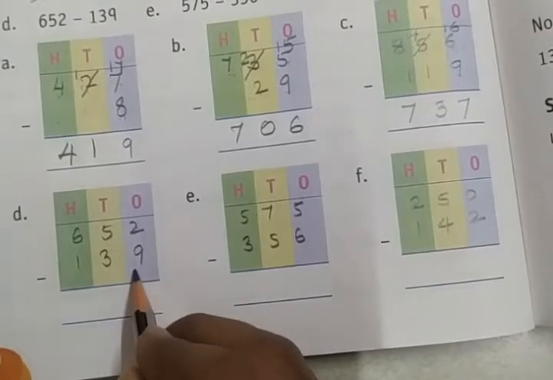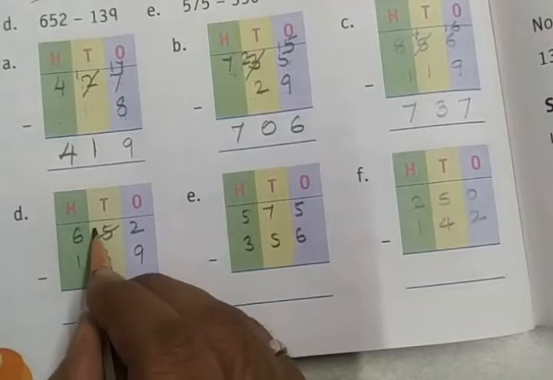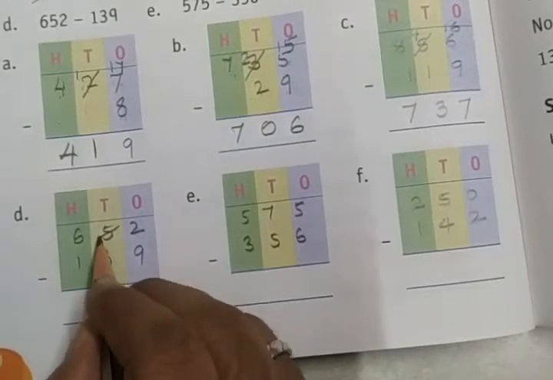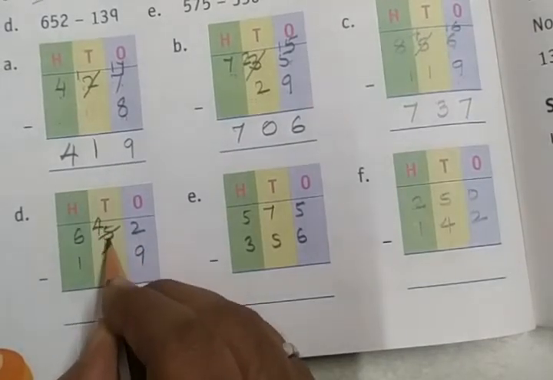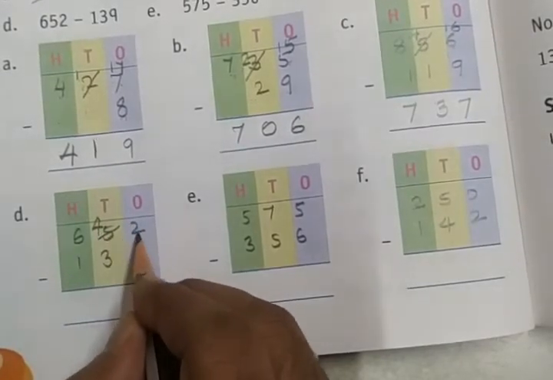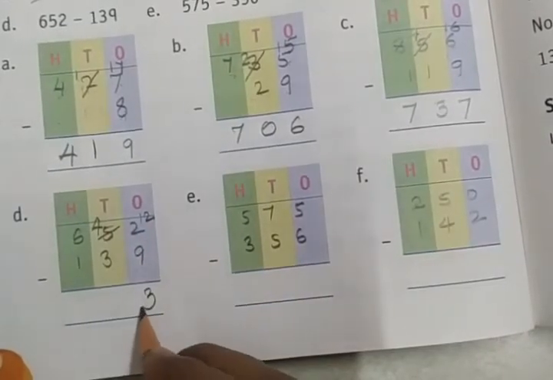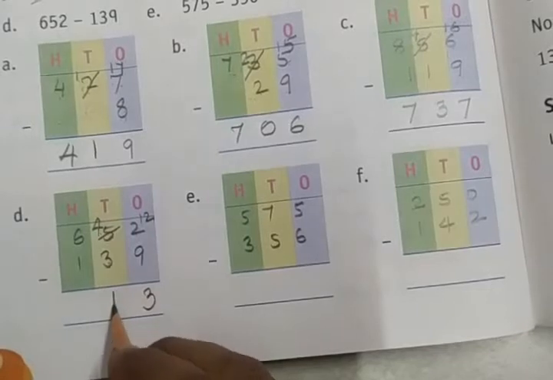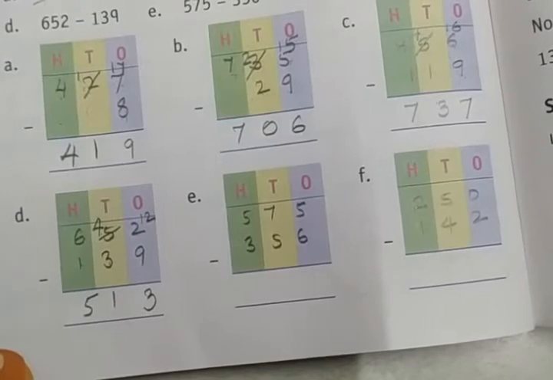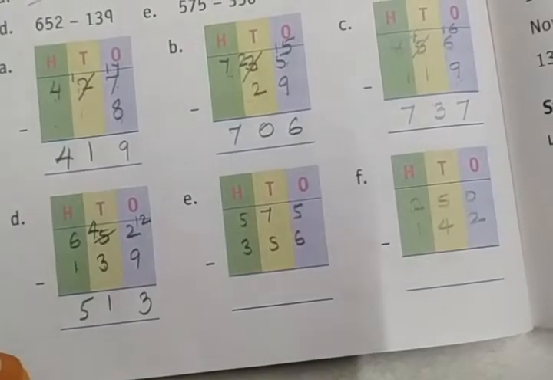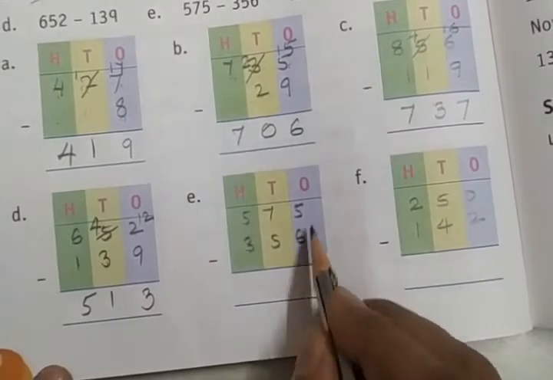2 minus 9 is not possible, right? For that what we do is we have to borrow. Out of 5 I have taken borrowing 1, it will become 4. When you have taken 1 from the tens place, it will become 10. 10 plus 2 is 12. 12 minus 9 is 3. 4 minus 3 is 1. 6 minus 1 is 5. Okay, right? So 5 minus 6.